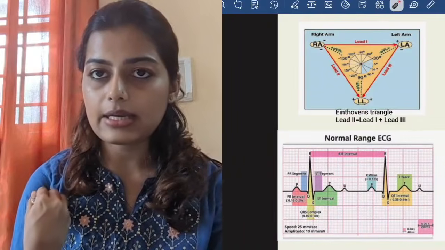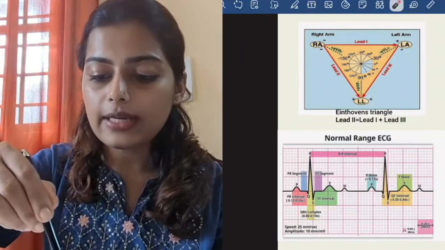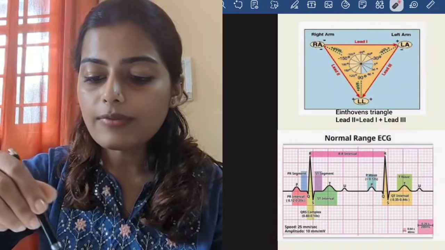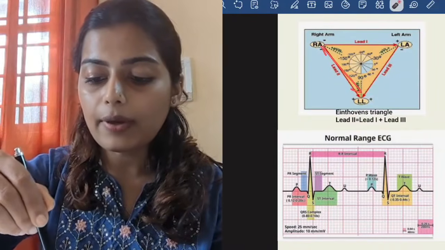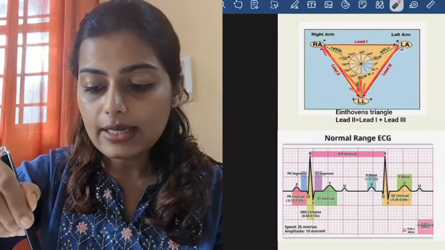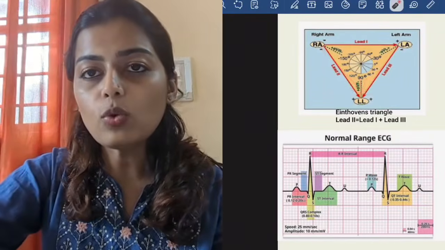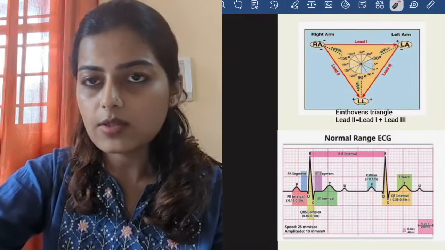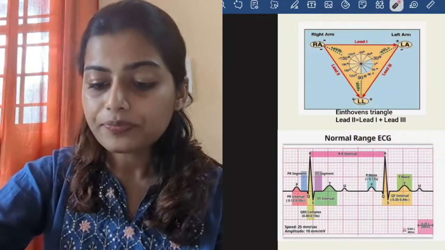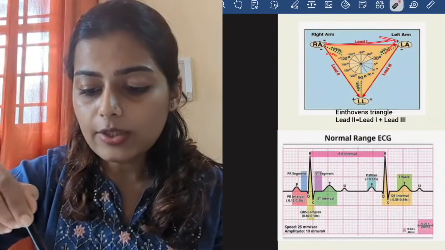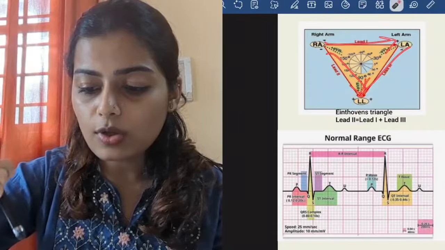Right upper arm is taken as negative. So direction of lead 1 is from right upper arm to left upper arm. The direction of lead 2 is from right upper arm to left lower limb. And the direction of lead 3 is from left upper arm to left lower limb. I am just going superficially through these topics just for a crisp understanding. So lead 1 you saw the direction, lead 2 you saw the direction, lead 3 also you saw the direction.